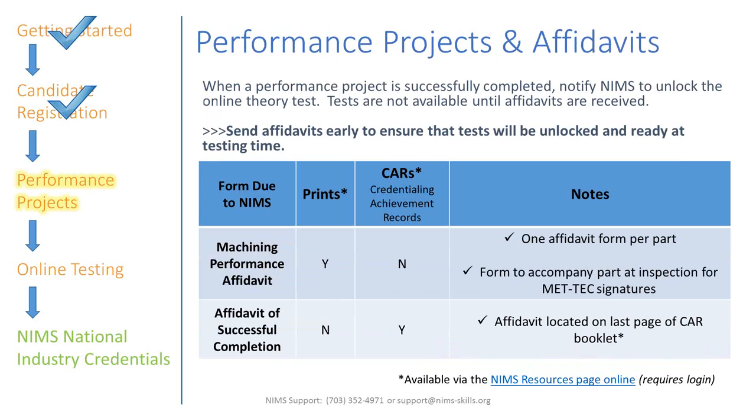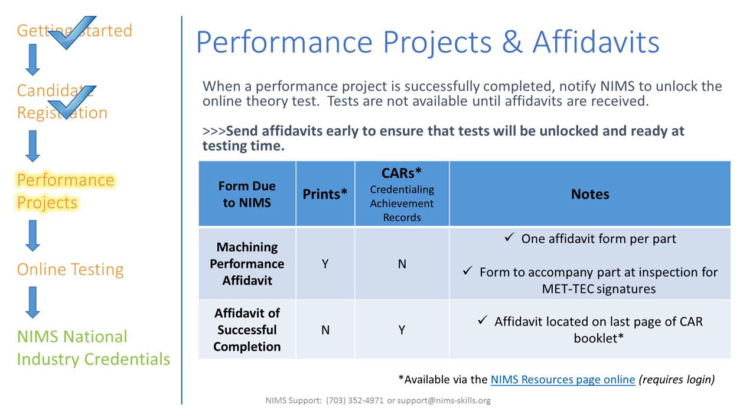Now let's delve a little deeper in terms of notifying NIMS that a candidate has passed a performance project. When a candidate successfully completes a print project and his or her part passes inspection, then a machining performance affidavit is completed and sent to NIMS. This informs NIMS staff to unlock that particular test for that particular candidate. These forms are per part, so only one part per form. And the affidavits must include signatures from both MET-TEC inspectors who have checked the part.